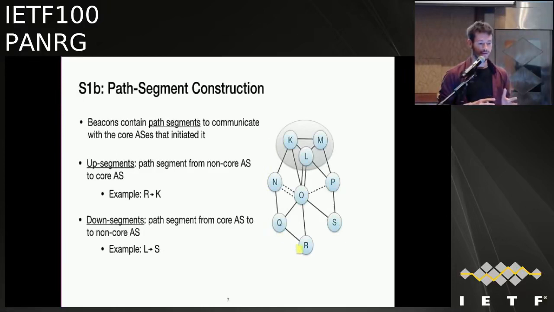Then we have the path segment construction process. And these beacons, as they have traversed the topology, they now contain some path segments that can be used by autonomous systems in order to reach the core ASs that started this beaconing process. So there are up segments, which are path segments that can be used by non-core ASs to reach core ASs. For example, the yellow path segment can be used as an up segment to reach ASK from ASR. And then there are down segments which can be used from core ASs to reach another AS, a non-core AS. For example, the orange path segment can be used as a down segment to reach ASS from ASL.